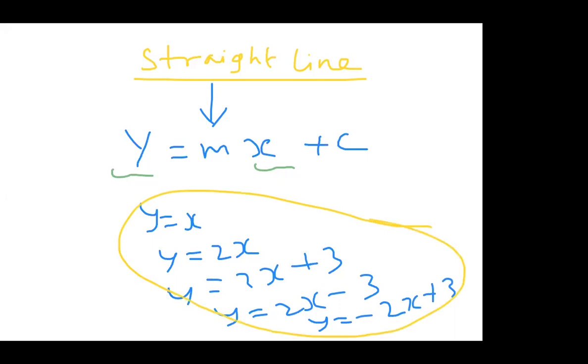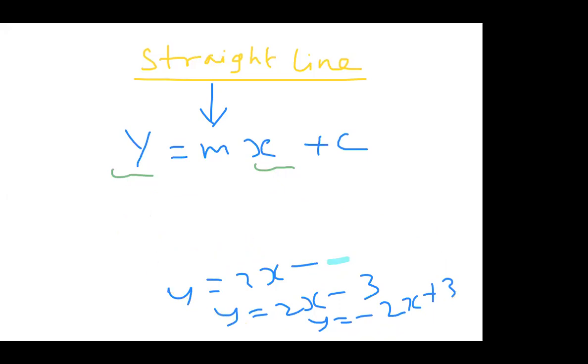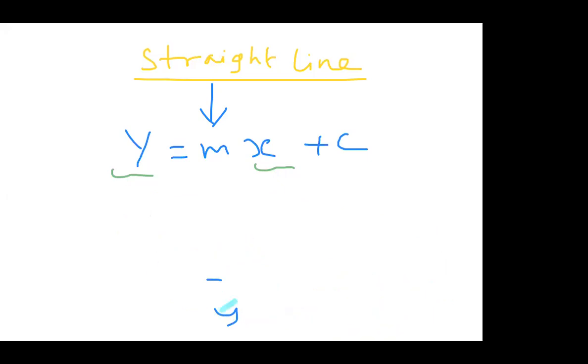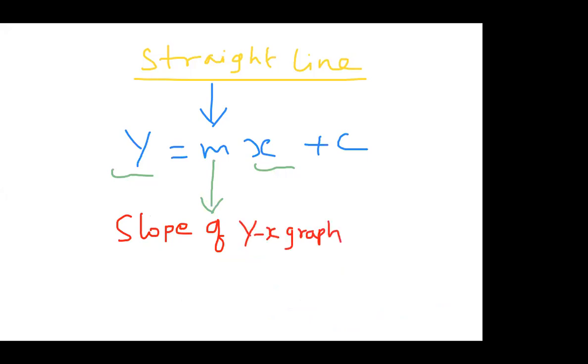So let us observe now. This is about straight line equations, and the straight line equation is y equal to mx plus c. Now what is m? M is called the slope of the y-x graph. The slope is nothing but tan theta. I can write m is equal to slope is equal to tan theta.